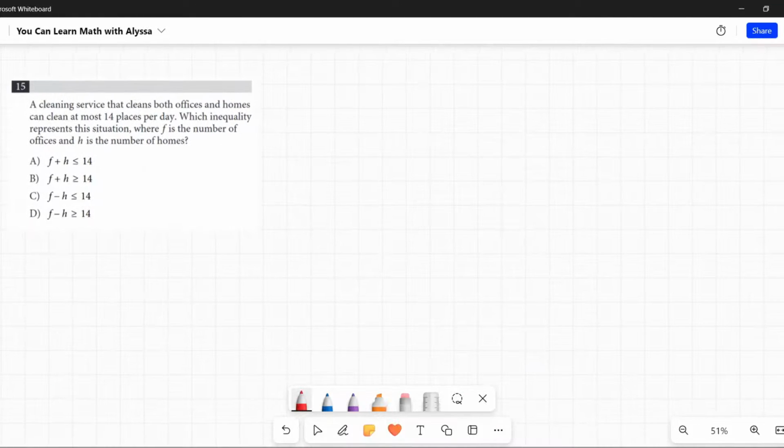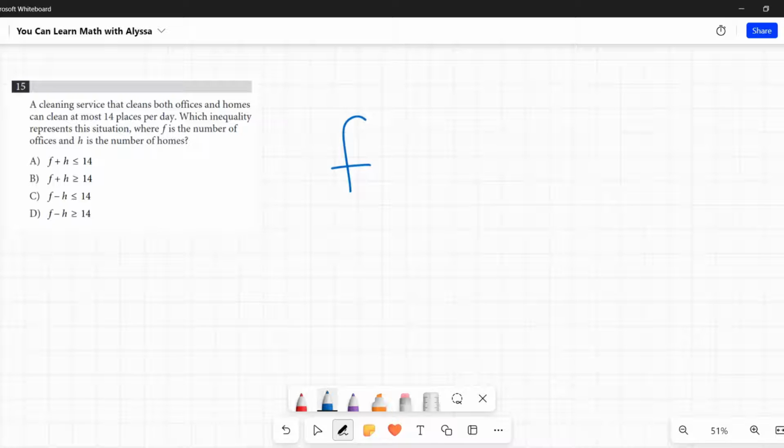All right, number 15. A cleaning service that cleans both offices and homes can clean at most 14 places per day. Which inequality represents this situation where F is the number of offices and H is the number of homes? All right, so F is our number of offices and H is the number of homes, and together they can clean at most 14 places per day. So together, or adding them, has to be at most 14.